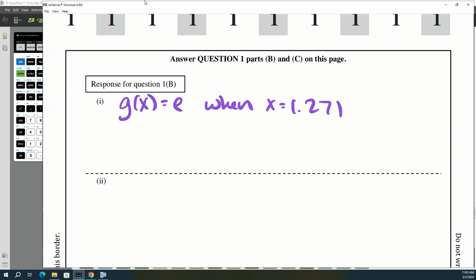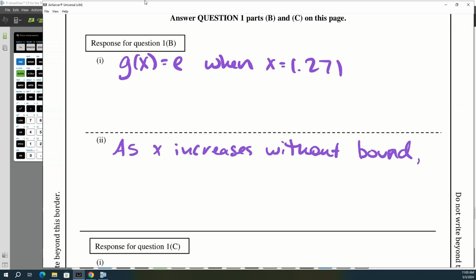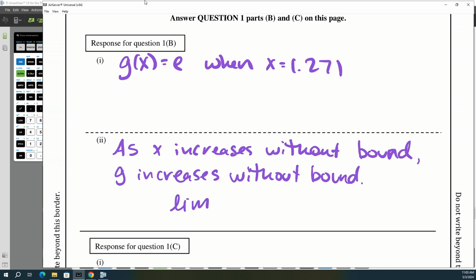So we're going to write that out. We are not going to say "the function" because there are two functions here, actually three, if we're talking about h of x also. So we're going to say the one they're asking about, which is g. And as a limit, it's going to be the limit as x approaches infinity of g of x equals infinity.